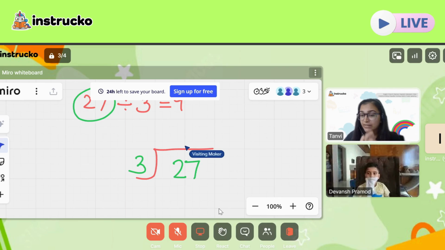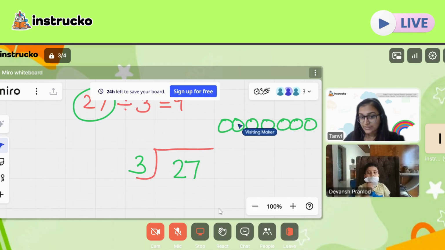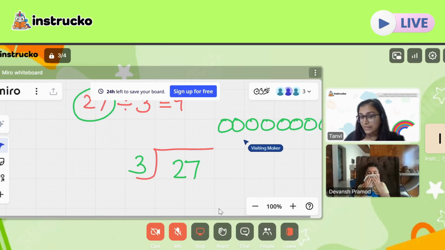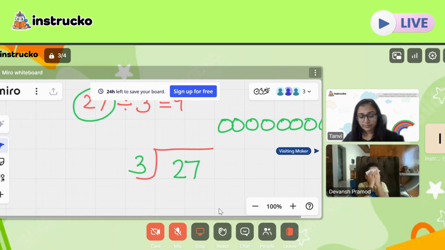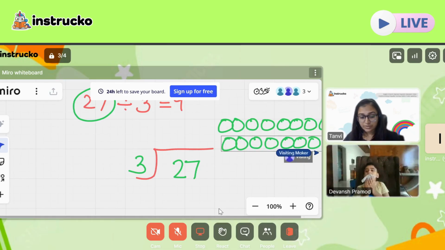What does this mean? This means you have 27 things and you need to make groups of threes. How many groups of threes can you make? I'm drawing the picture again just to make sure that you revise the concept and then we'll do a little further. So let's draw 27 quickly. 1, 2, 3, 4, 5, 6, 7, 8, 9. And I will repeat 9 3 times. So I will make another row of 9. I hope you can see, Devansh.